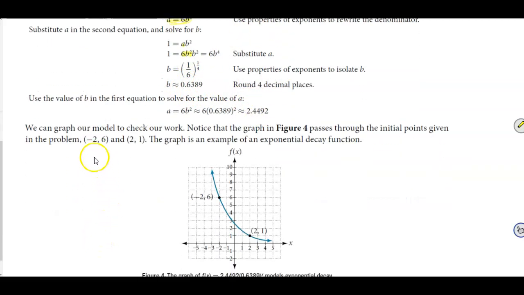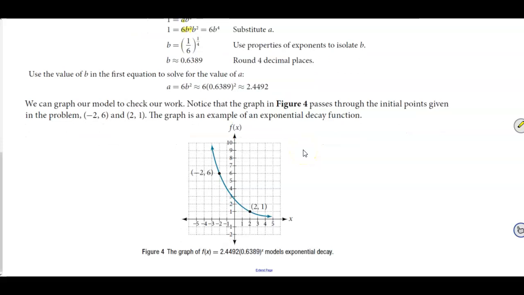And then we can graph our model to check our work. Notice that the graph in figure 4 passes through the initial points given in the problem, (-2, 6) and (2, 1). And the graph is an example of an exponential decay function. The reason why it's decay is because if you look at the left side of the graph and you're moving to the right, think about a roller coaster. You're going down, so it's a decreasing function.